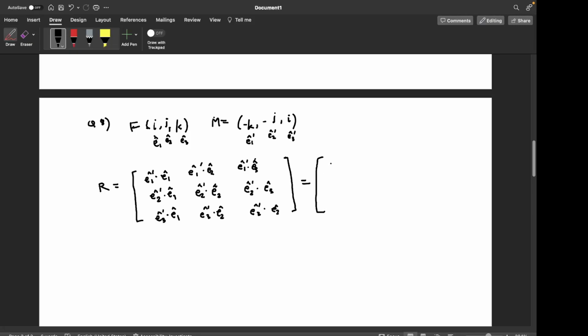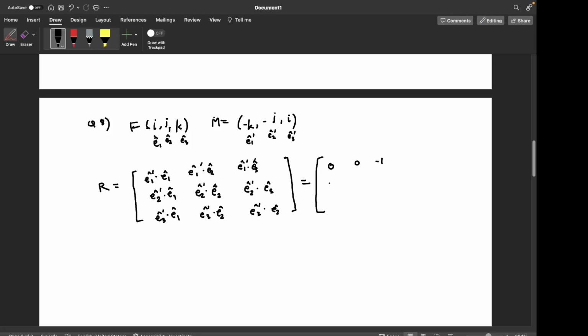So E1 prime dot E1 would be I dot I, which is 1. E1 prime dot E2 is I dot j, perpendicular vectors, so 0. And E1 prime dot E3 gives k dot k with a minus sign, so -1.